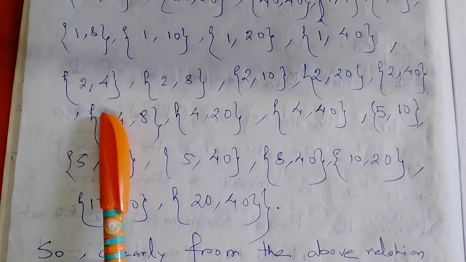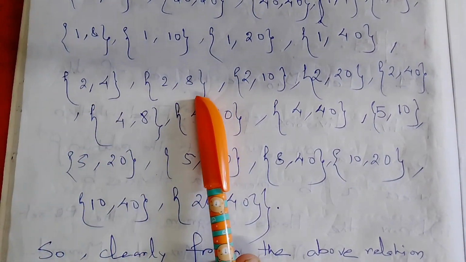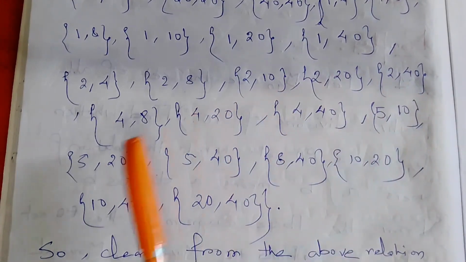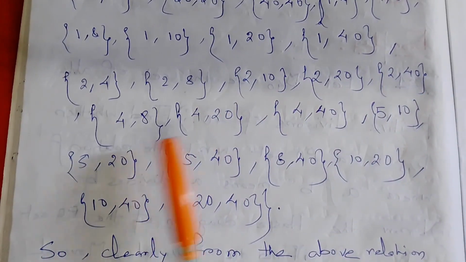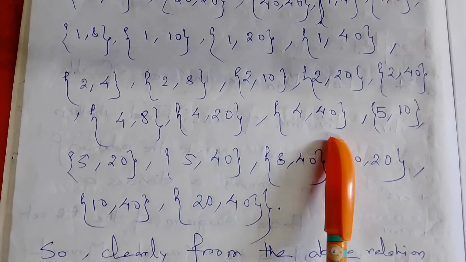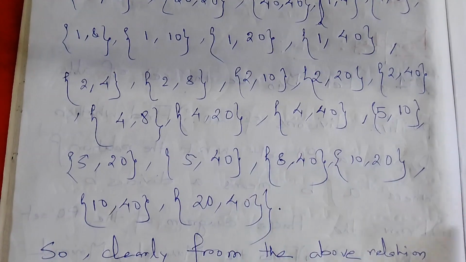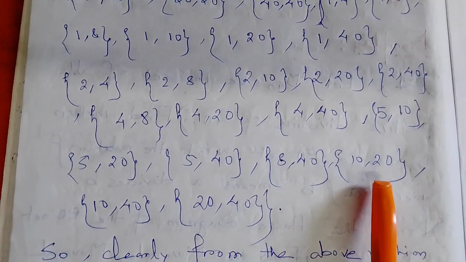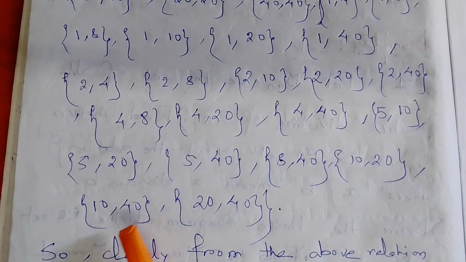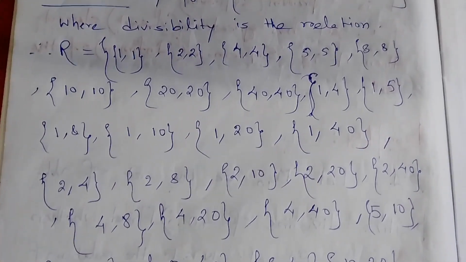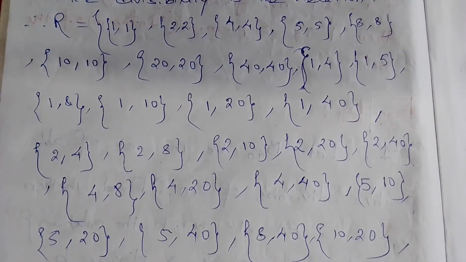Then 2 divides 2, 2 divides 4, 2 divides 8, 2 divides 10, 2 divides 20, 2 divides 40. Then 4 divides 8, 4 divides 20, 4 divides 40, 5 divides 10, 20 and 40, 8 divides 40, 10 divides 20, 10 divides 40, 20 divides 40. So this is the relation set of D40.